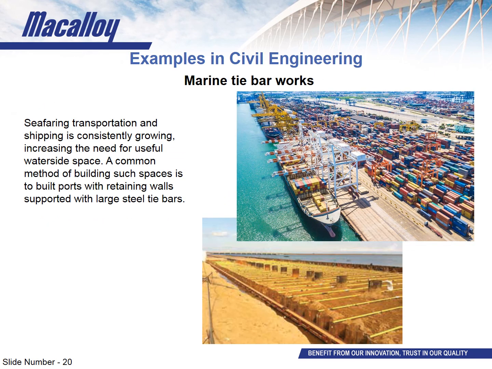Finally, marine tie bar works are a growing industry, as more and more goods being sea freighted has resulted in more and more port space being needed. A common feature in the construction of such ports is a retaining wall that holds back the earth and concrete supported by tie bars. You can see a good example of this on the bottom image. This is such a port before it has been backfilled with soil and then topped with concrete or asphalt. The wall at the top of this image holds all this material in place, with the rods anchoring it back.